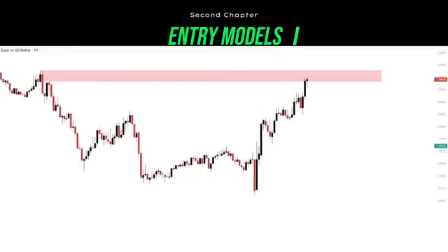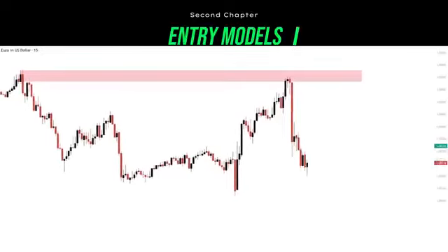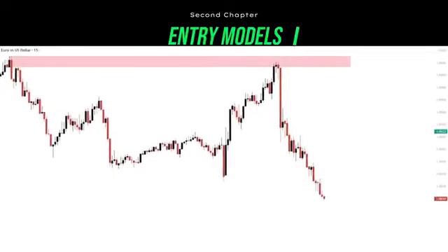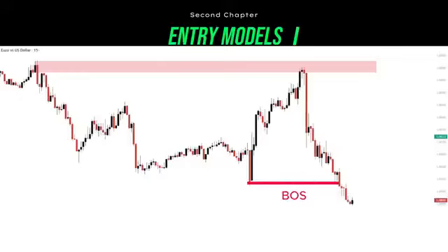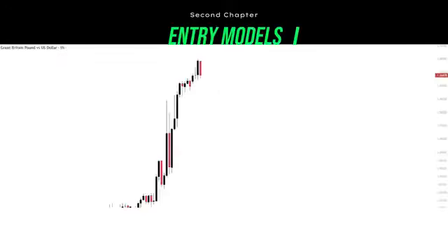So it finally rebalanced the market, and it met our expectations to reject to the downside, and soon after it also broke the lows, essentially continuing the downtrend.